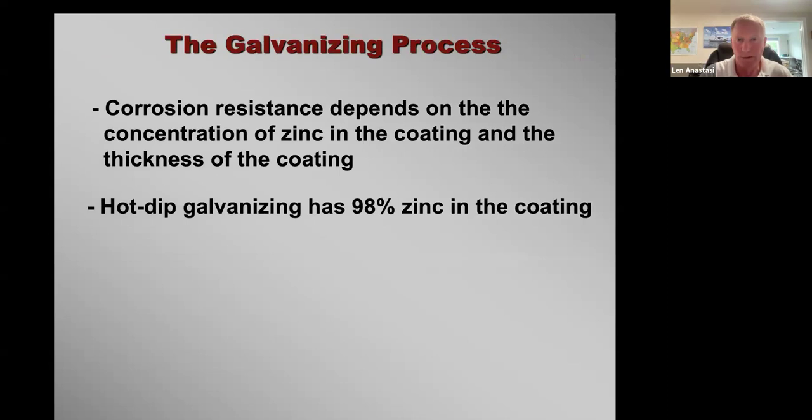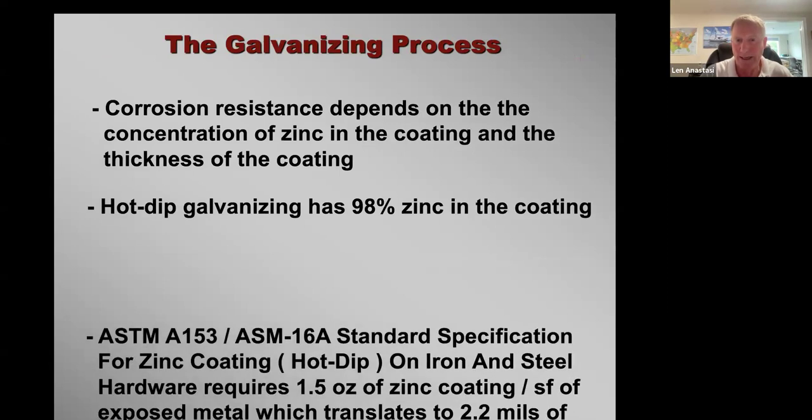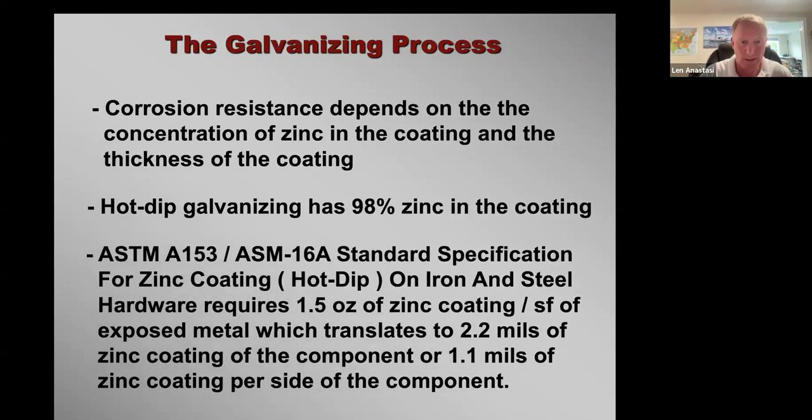And the corrosion resistance depends on the concentration of zinc and the thickness of the coating. So hot dip's 0.98 zinc rich. According to ASTM A153, you have to have 1.5 ounces of zinc coating per square foot of exposed metal, which is 2.2 mils, or 1.1 mils per side.